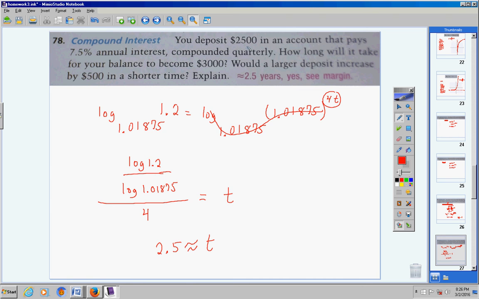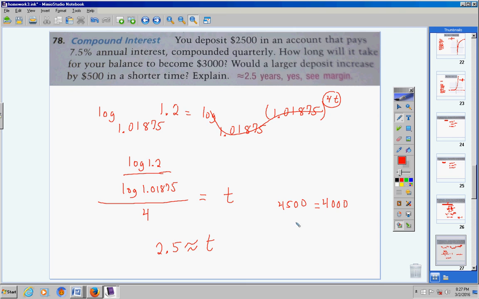I know what they're saying. You're starting off with 2,500 and you're getting to 3,000. That's a $500 increase. So what they're asking is if you put a larger deposit in, like 4,000, and of course it's going to go up to 4,500, would that be faster? And the answer is yes, guys, it really would be. I'm not going to go into great detail why, but it's not the same thing as doubling, okay?